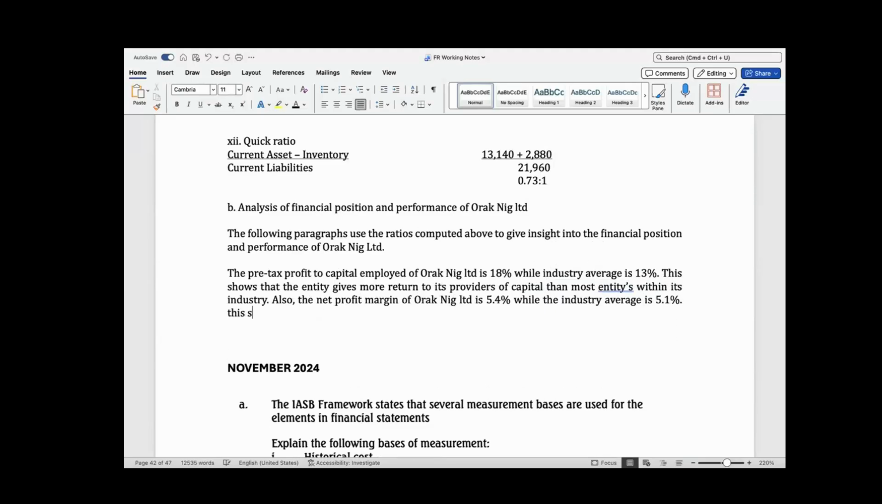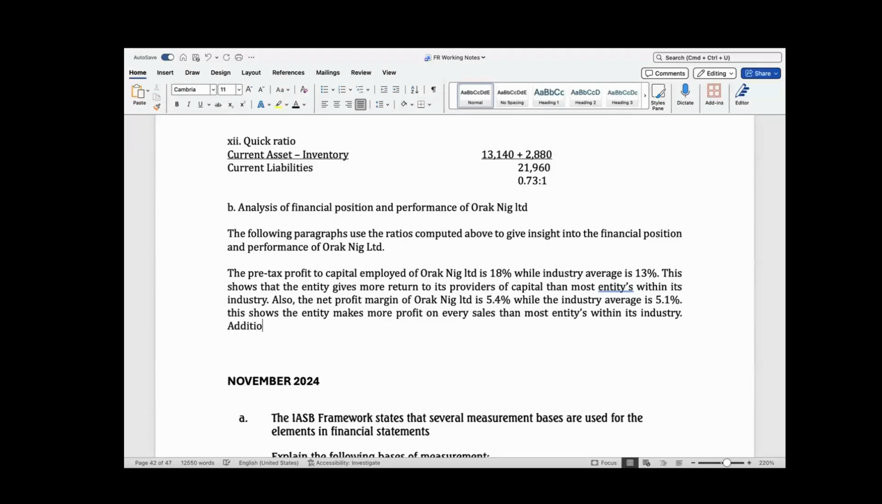So this shows that the entity makes more profit on every sale than most entities within its industry.